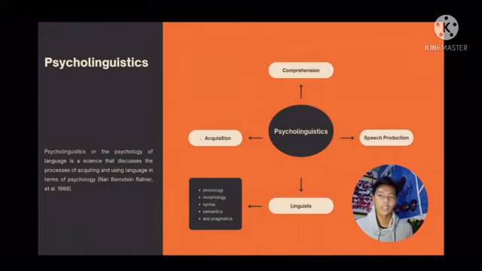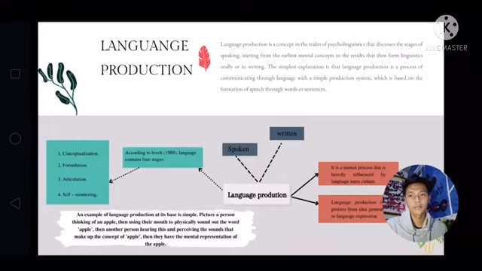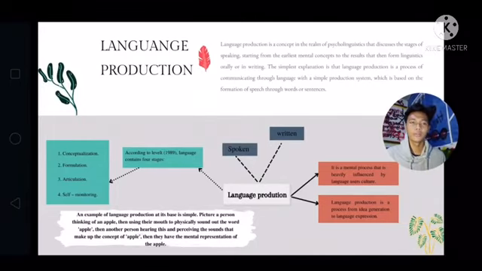So that is my explanation of a little bit of what psycholinguistics is. So we know the basics. So we continue with my explanation about my topic, speech production or language production. So, what is language production?